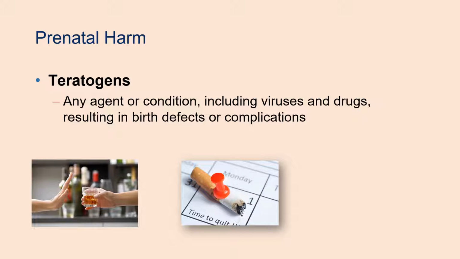Nicotine is another widely recognized teratogen, and pregnant women are strongly encouraged not to smoke. Nicotine exerts its harmful effect on the fetus by constricting the blood vessels, which leads to less blood flow to the baby.